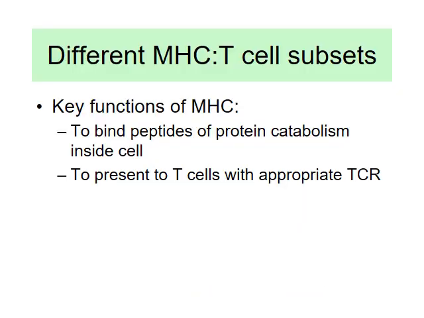Now, there are different MHC and different T cells. I said that the two important ones that I want you to remember are MHC class 1 and MHC class 2. And they are expressed on our cells. MHC class 1 is expressed on all our nucleated cells, so there's a gene component on all our nucleated cells. And MHC class 2 is expressed on antigen presenting cells.